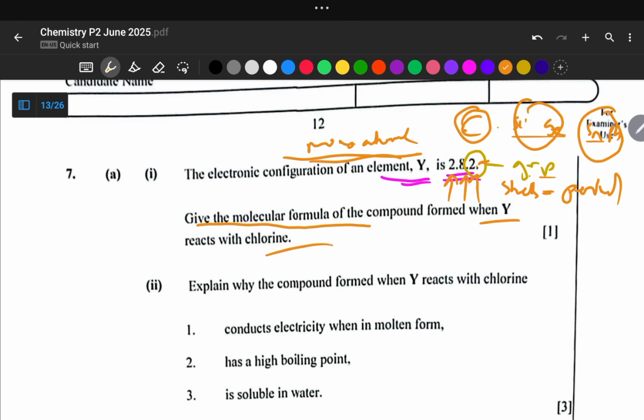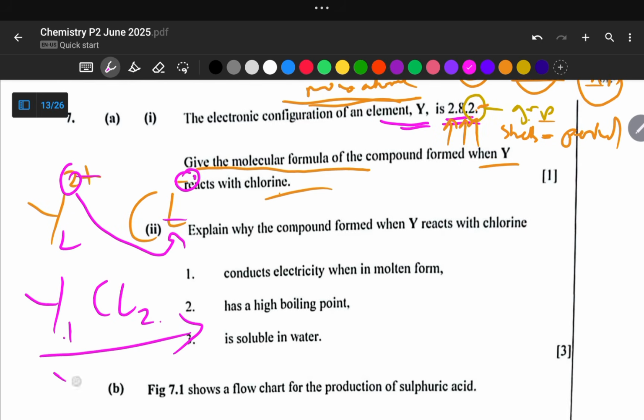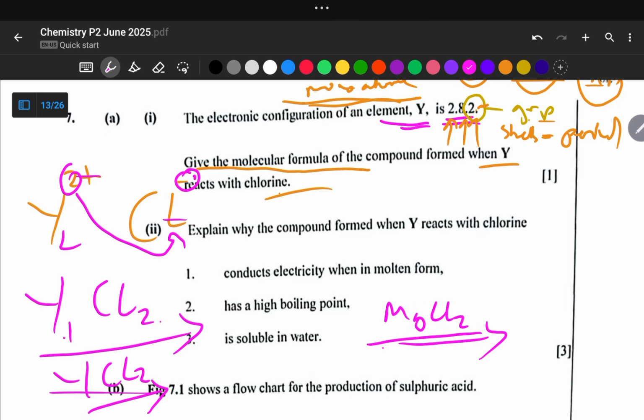And then the question says, give the molecular formula of the compound formed when Y reacts with chlorine. So we said Y is a group 2 element, it will form the divalent ion, right? And then chlorine is a group 7 element, it will react to gain 1 electron. And then we are going to exchange the coefficients of the charges. So the 1 here goes there, and this 2 will go there, right? So we are going to have this. As simple as that. So we can ignore the 1, and in group 2 the element is magnesium, magnesium chloride. As simple as that, right?